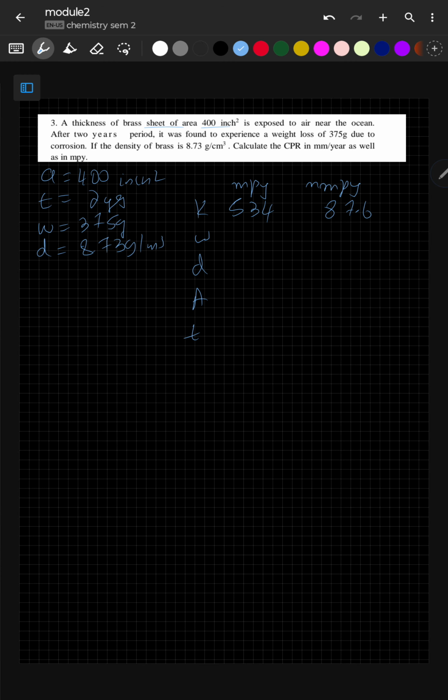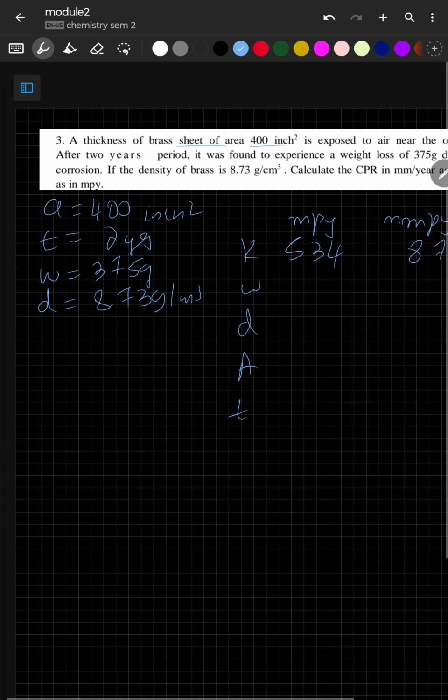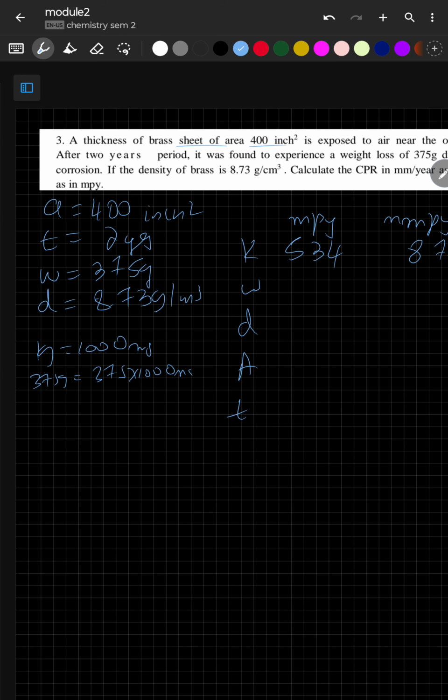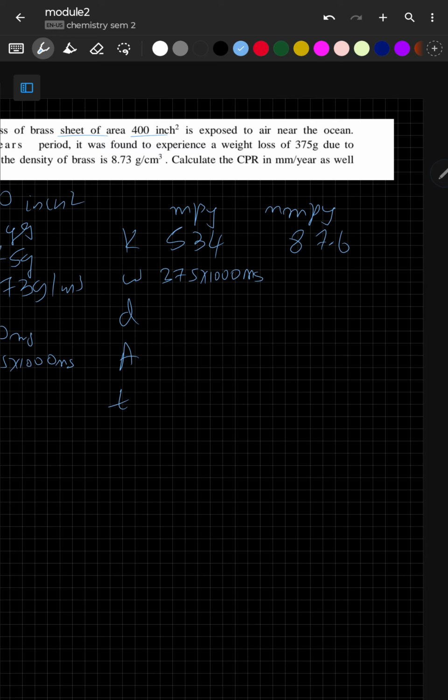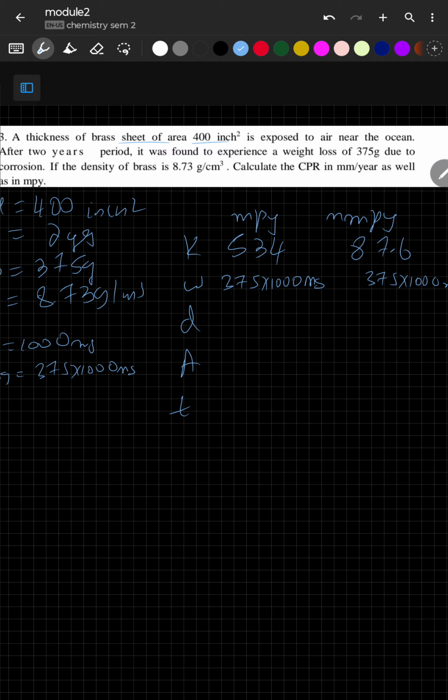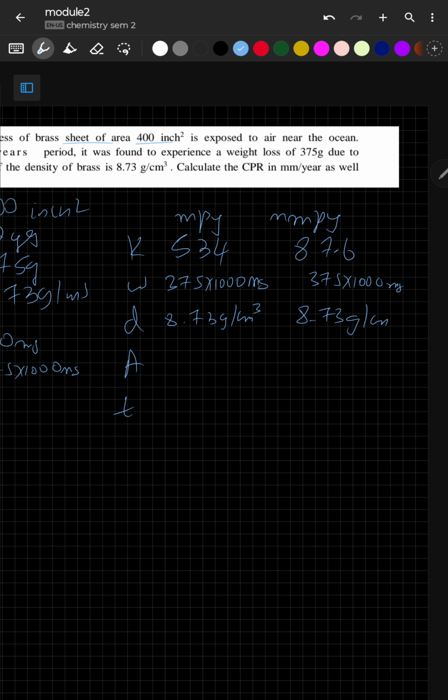The other thing we can see from the question paper, which is not given here. These are sample questions, but in the exam questions it was given. I will show you in the last. Weight is in gram, but we want it in milligram. 1 gram is 1000 milligrams. So 375 grams will be 375 into 1000 milligram, here also 375 into 1000 milligram. Density is given as 8.73 gram per centimeter cube, here also 8.73 gram per centimeter cube.